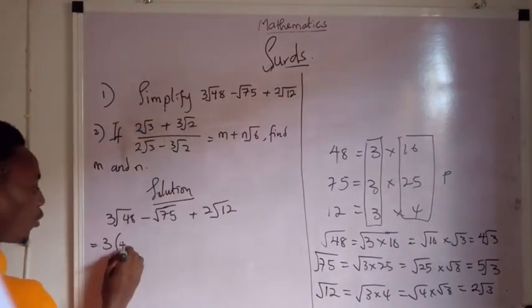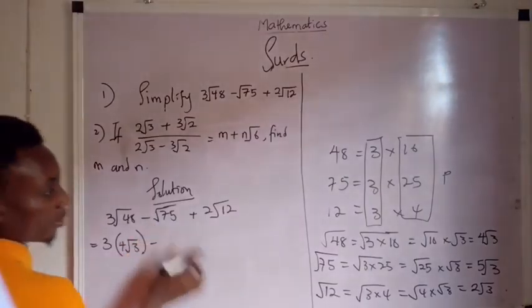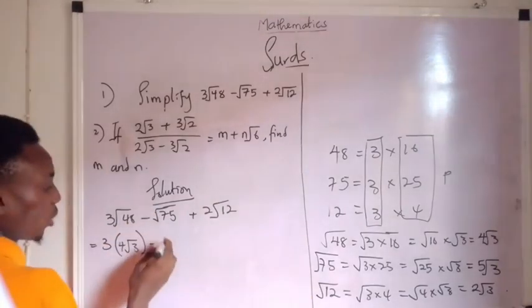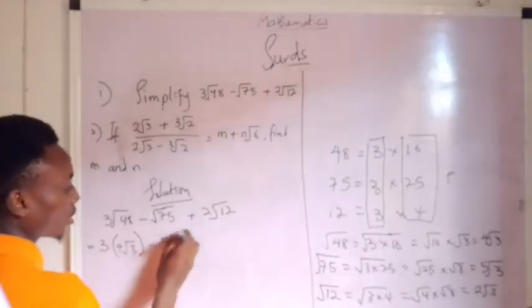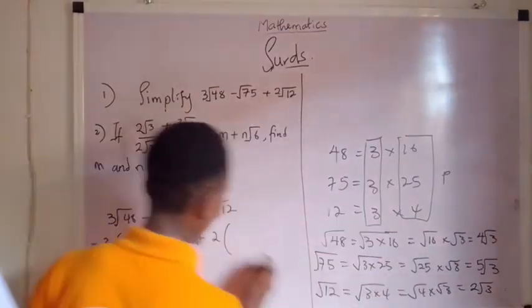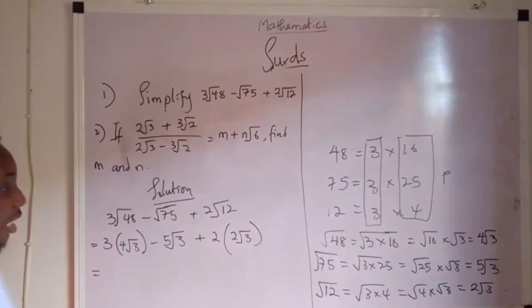You put it there. 4 root 3 minus root 75 here has been replaced with what? 5 root 3. Notice that there is no value at the back, so we can just write 5 root 3 straight away. Plus 2 times what? Root 12 being what now? 2 root 3. Now, solving this is actually not hard.